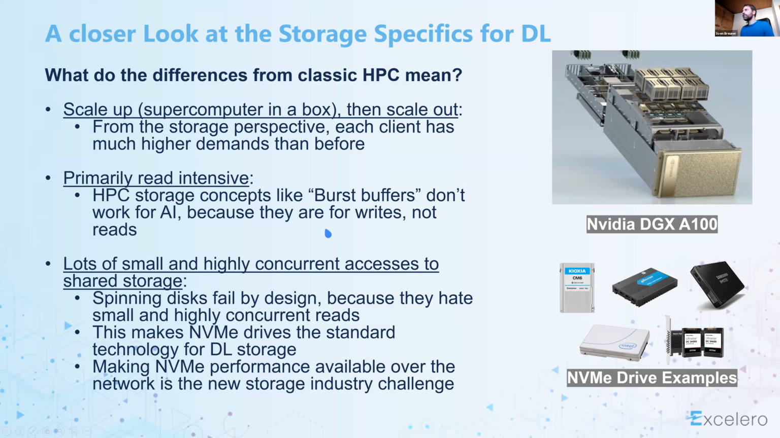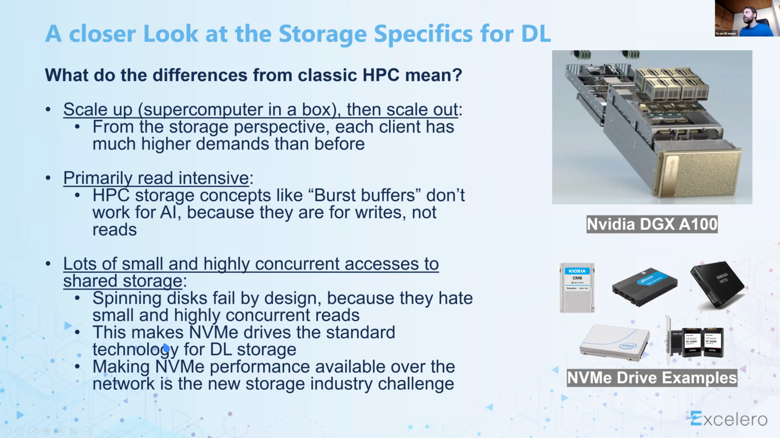So the classic concept for HPC that was modern for a while, called burst buffers, won't work well here, because burst buffers are primarily to add flash to a system and cache the incoming writes. But here it's not about writes for AI, it's about reads. So the burst buffers don't really help here. And the third important thing is that we have lots of small and highly concurrent accesses to the shared storage. That means spinning disks are bound to fail for this by design, because they hate small and highly concurrent accesses. It makes them seek a lot and makes them really slow.